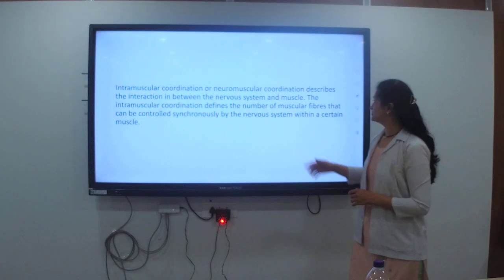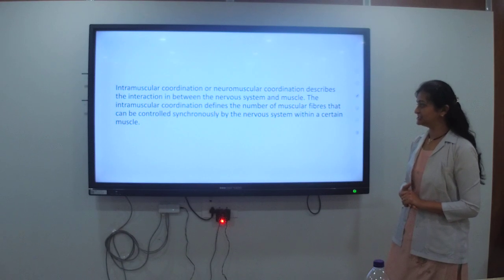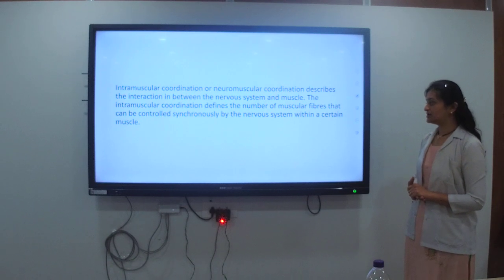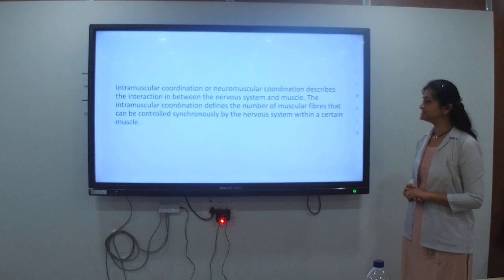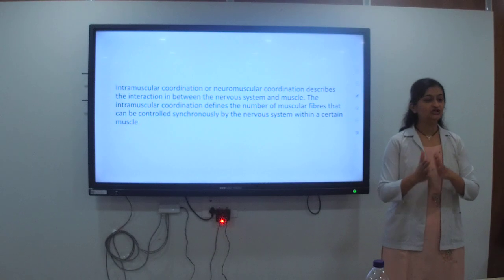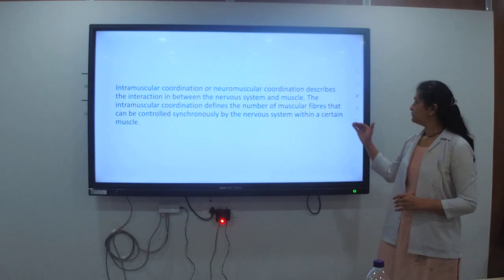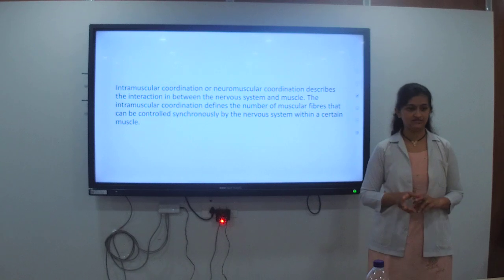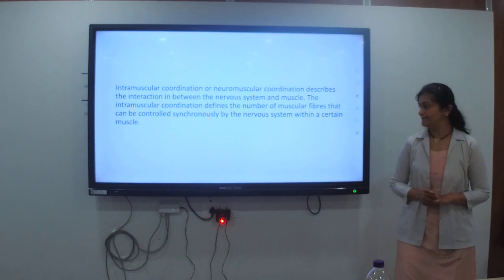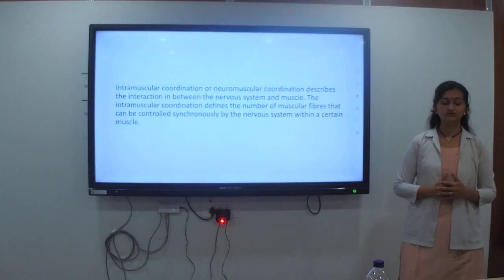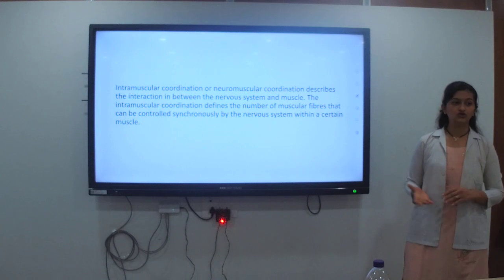Neuromuscular coordination describes the interaction between the nervous system and the muscles. Intramuscular coordination defines the number of muscle fibers that can be controlled synchronously by the nervous system within a certain muscle. So intramuscular is the connection between the nerves and the muscles. And intermuscular is the connection between the muscle fibers. Your nerve involvement is not there. So you got it everyone, what are the types of neuromuscular coordination? Now we'll go to the next slide.